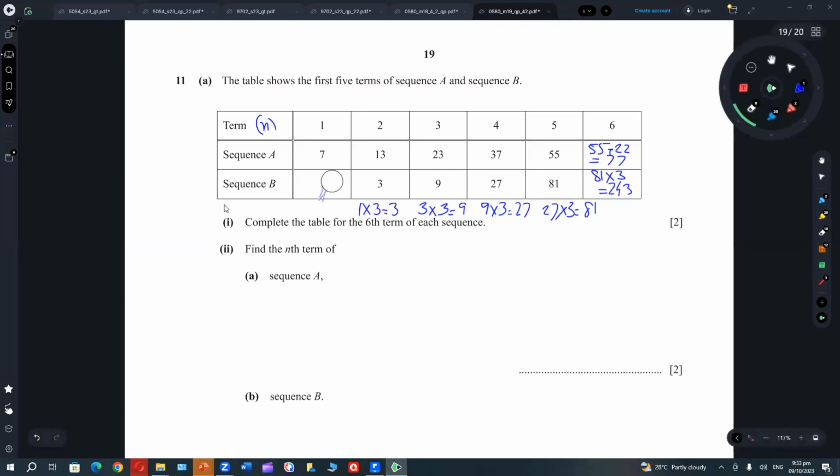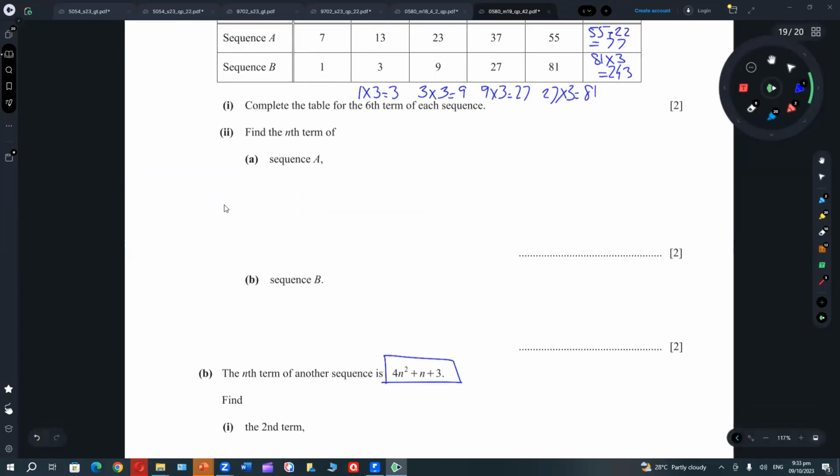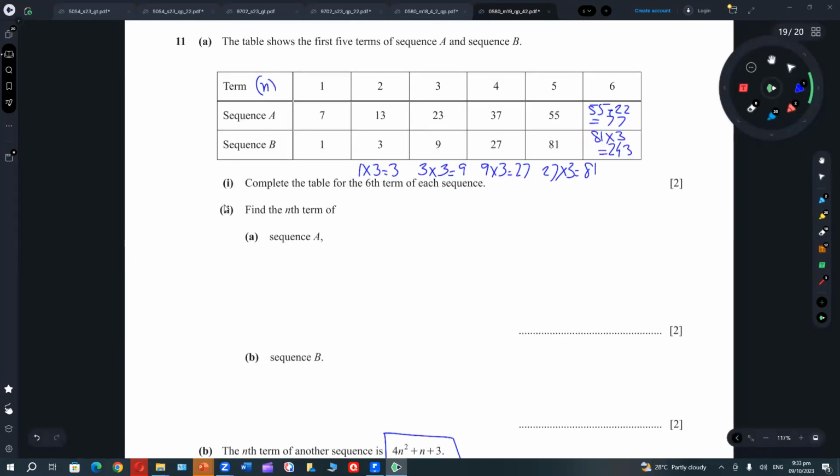Okay, one second. Yeah, I'm getting 7 for the first, and for the second, I'm getting 13. Yeah, so try one more. For the fifth, I'm getting 55. So this will be the nth term.